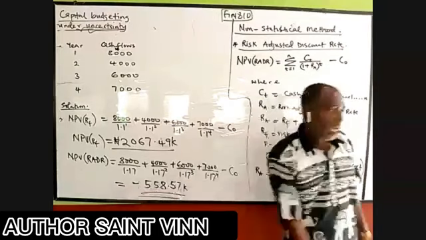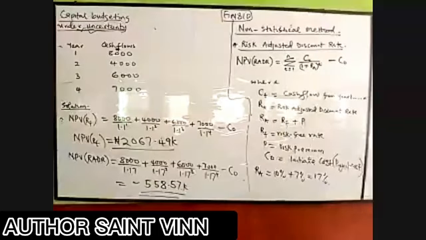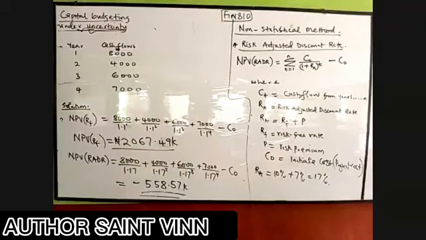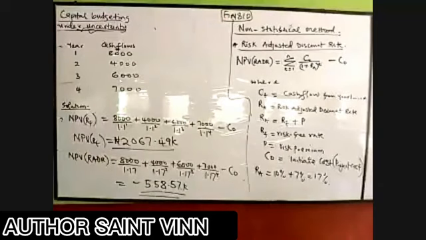This negative shows that the project is not good. It's risky. We can't continue. When NPV is minus, you cannot accept the project. That one is always our rule. It hasn't changed.